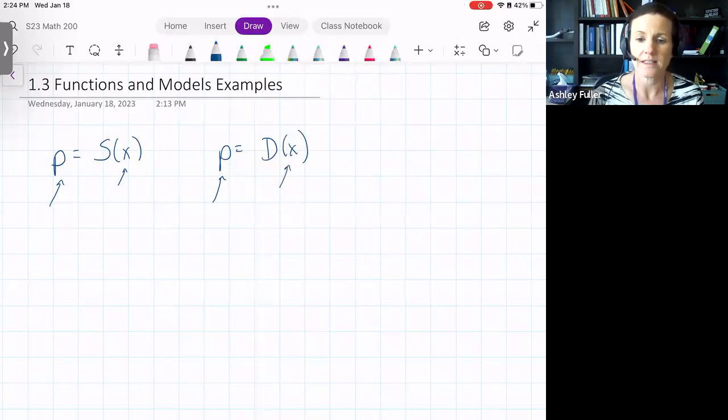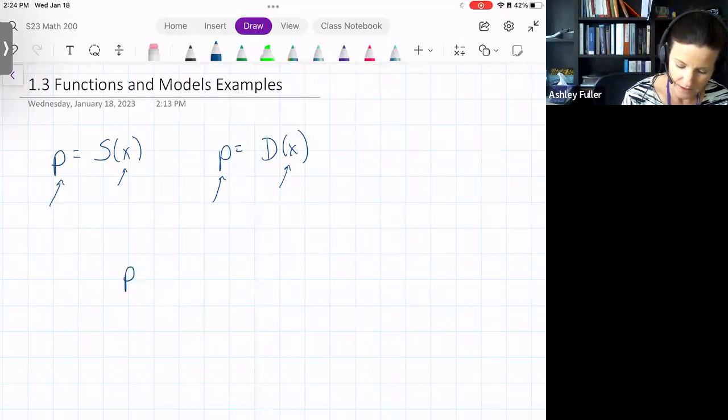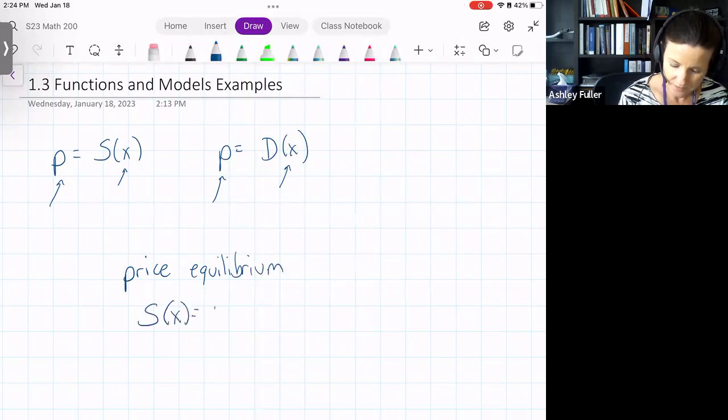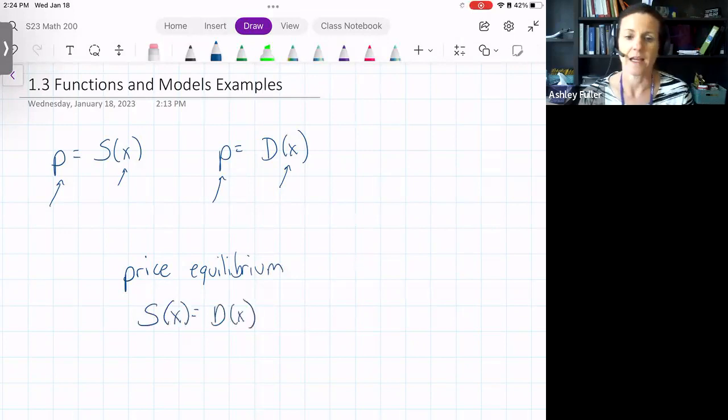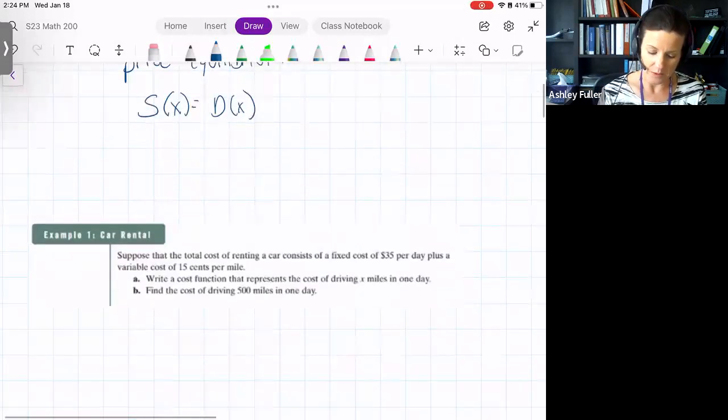We're going to look at some more examples here in a minute, but it's important to note that there is what we call a price equilibrium. And that's where the supply function equals the demand function. That means that the prices match to a point that it's a low enough price that consumers are willing to buy it, and a high enough price that suppliers are willing to create it. So let's look at some examples here.